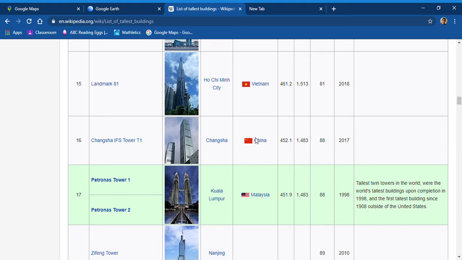Number 16. Changsha IFS Tower T1, Changsha, China, 452.1 meters, 1,483 feet, 88 floors, 2017.